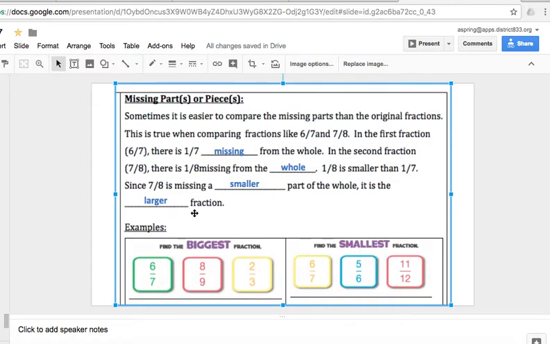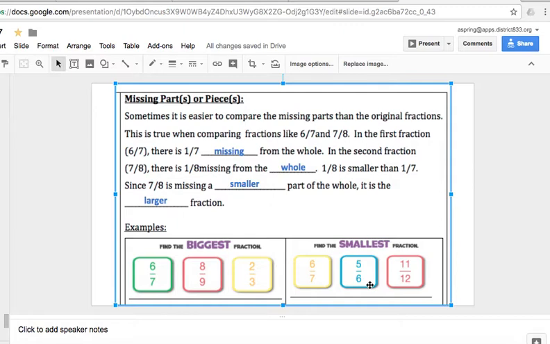Find the smallest fraction. Sorry about that mess up right there. Find the smallest fraction. 6/7, 5/6, and 11/12. 11/12. If you eat 11 out of 12 pieces, there's just 1/12 missing. That's almost one whole. So that's a pretty big fraction. 5/6, there's 1/6 of the fraction missing. And here there's 1/7. This is the smaller missing piece, which means that 5/6 is actually the smaller fraction.